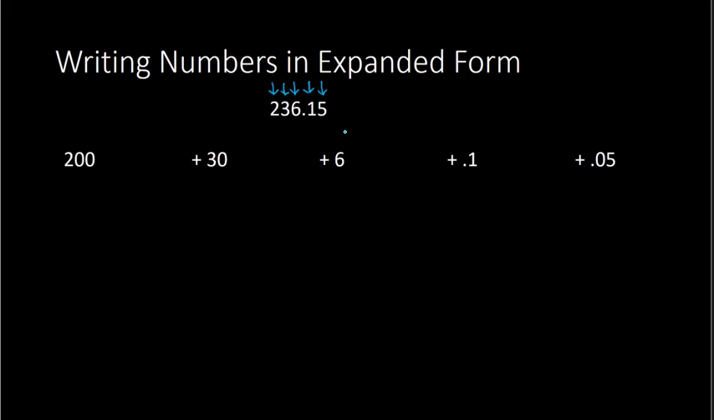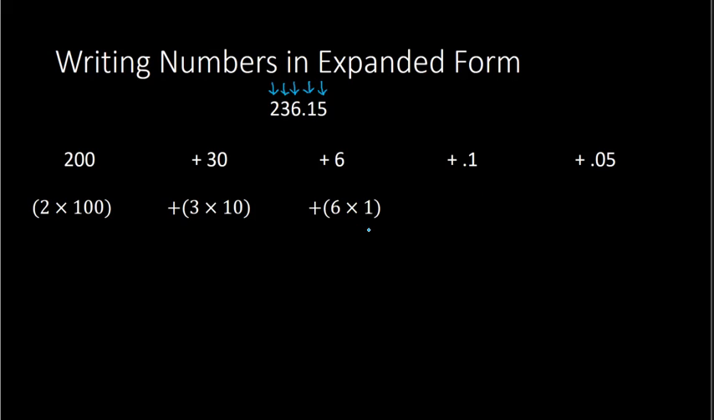So this is in, I guess, partial expanded form. So from here, 200 is in the hundreds place, right? So we have 2 times 100. So we have 2 100s. And for 30, we have 3 tens. For the 6, we have 6 ones.